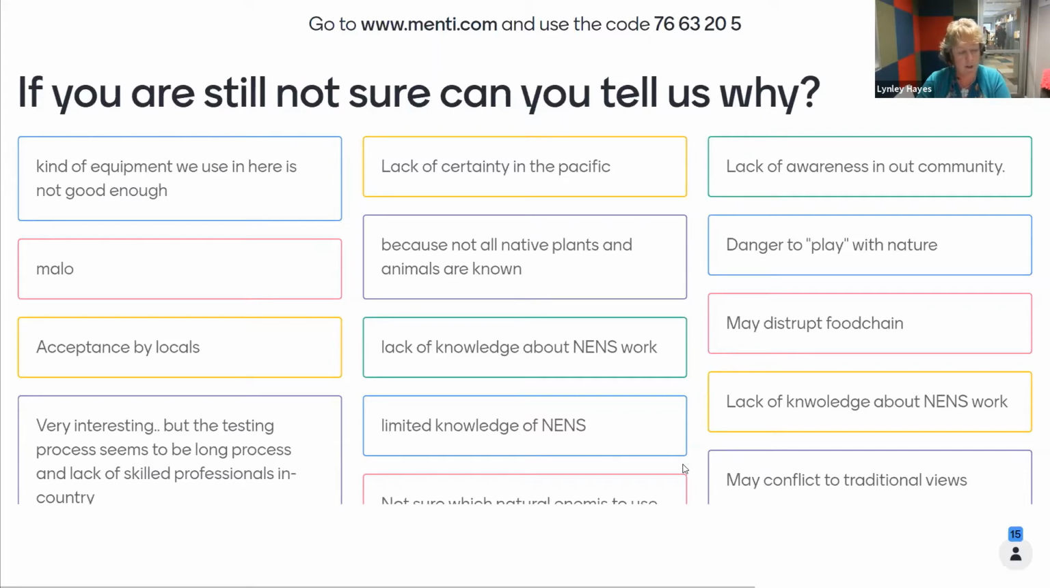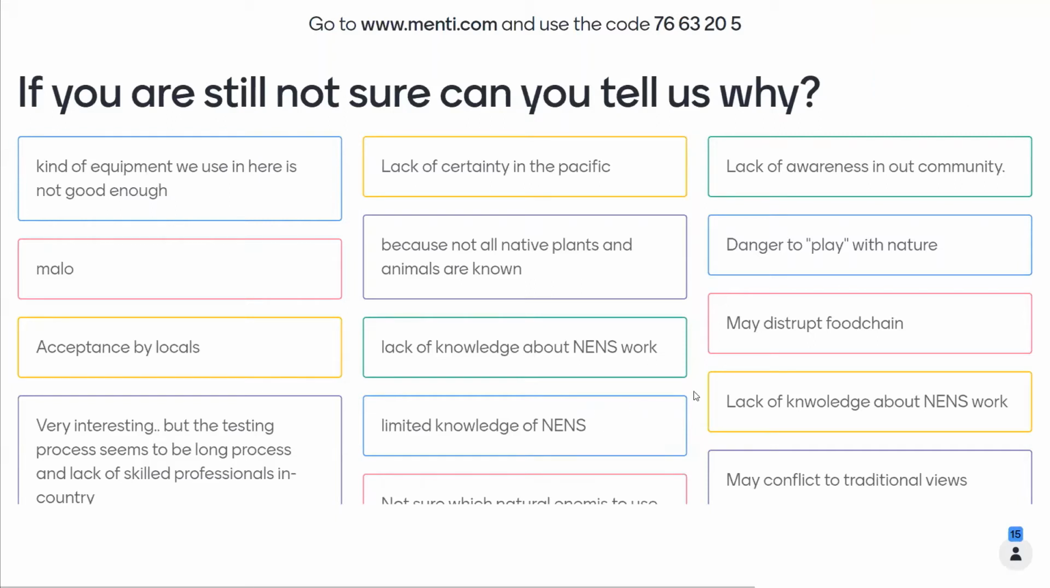Very interesting, the testing process seems to be a long process and lack of skilled professionals in country. Yes, the testing can be a long process. We have had some projects where it's taken 5 years before we were convinced the natural enemy was safe. And for a lot of countries, you will need to rely on people who do have the skilled professionals to do this work, because it does take years to train to be a scientist to do this work. And we will need to use the people who are skilled to help.